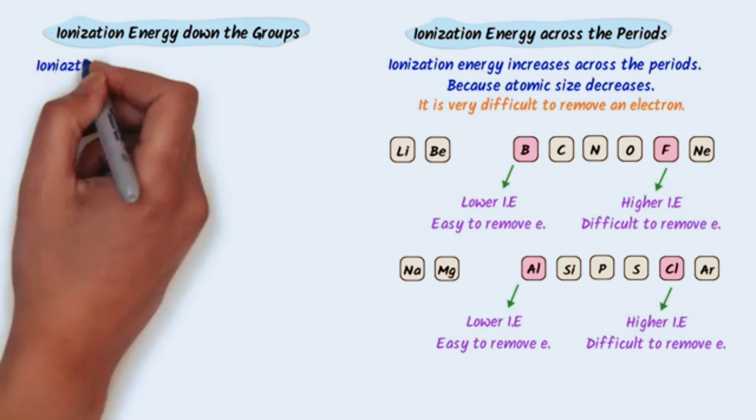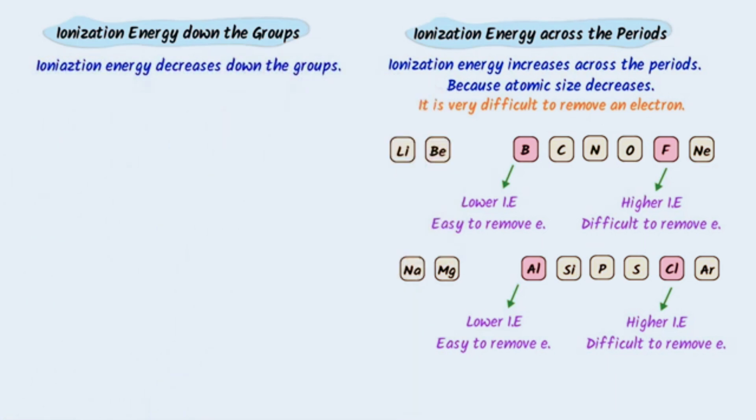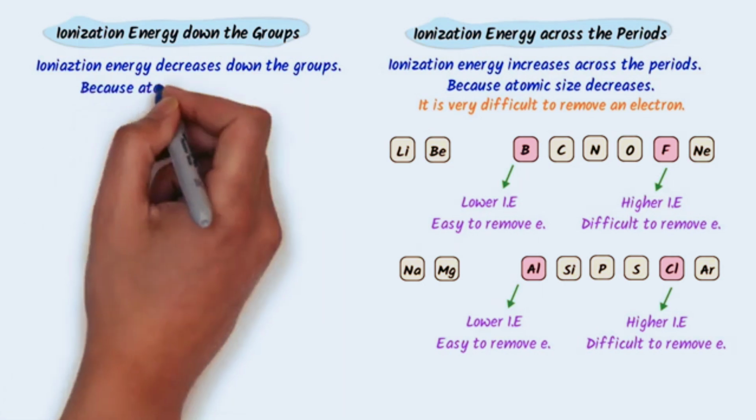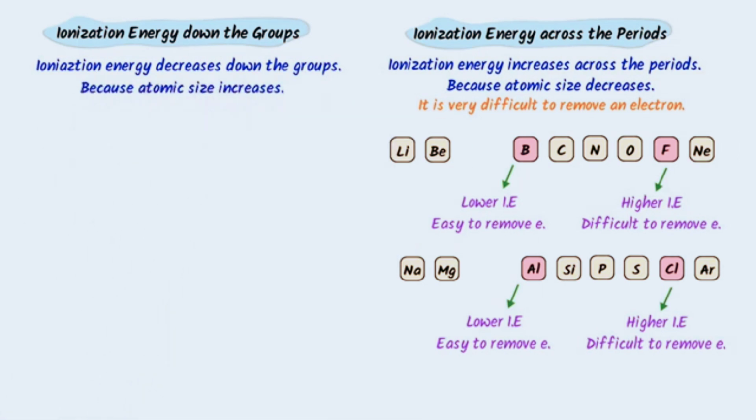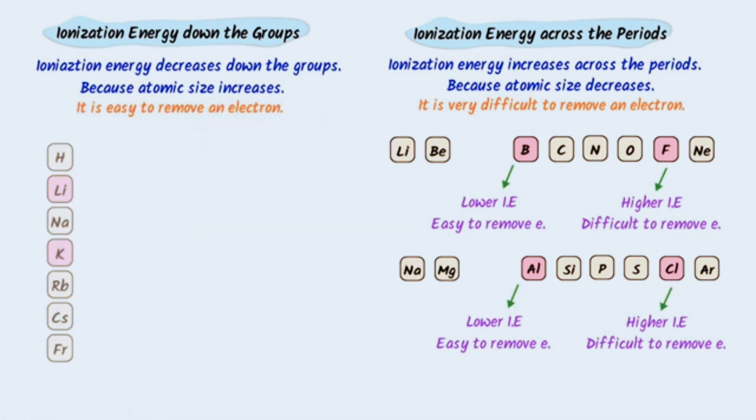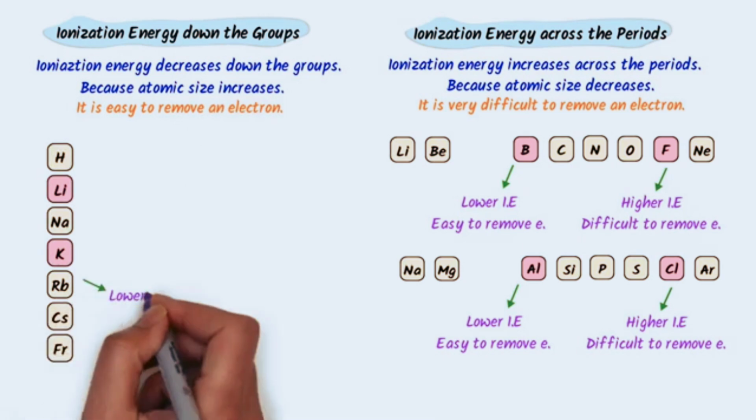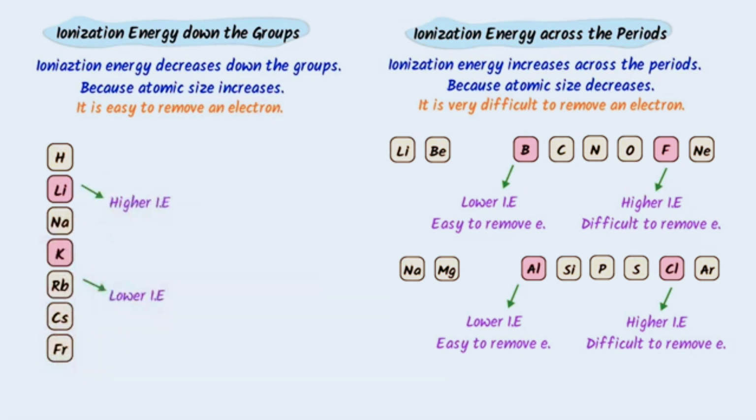Remember that ionization energy decreases as you go down the group from top to the bottom. It is because atoms are larger at the bottom and the attraction between the nucleus and the outermost electron is weak. Hence, atoms can easily lose electrons. For example, in the first group, potassium has much lower ionization energy than lithium. It is because potassium is larger in size and its outer electron is farther from the nucleus. Hence, it can easily lose an electron.